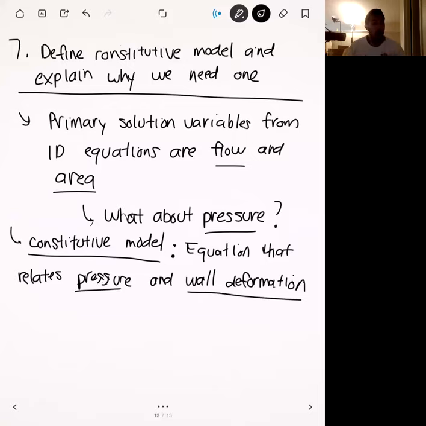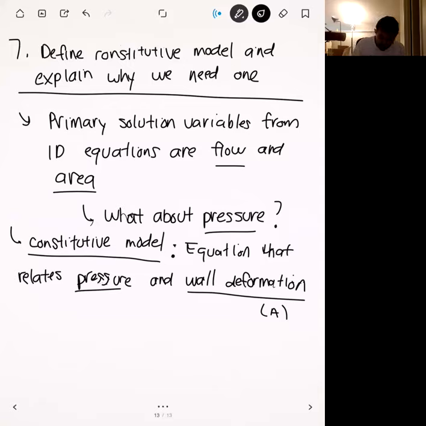In our 1D equations, we do have a measure of wall deformation, and that measure is the area. The constitutive equation is basically a relationship that says if you have a certain area in your blood vessels, then you can relate that to the pressure.